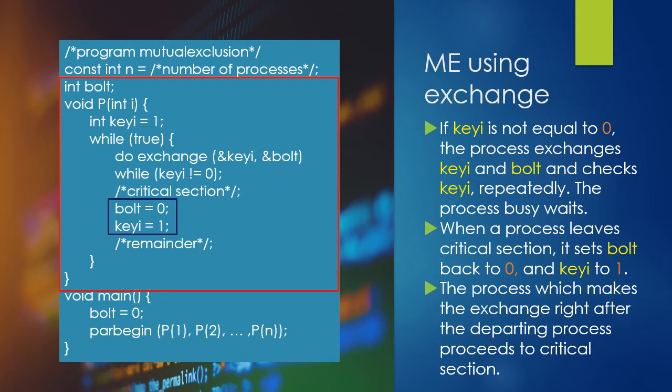When a process leaves critical section, it sets bolt back to 0 and key I to 1. The process which makes the exchange right after the departing process proceeds to critical section. If some other process changes bolt to 0, the process caught in the loop will get its key I equal to 0 the next time it exchanges key I with bolt.